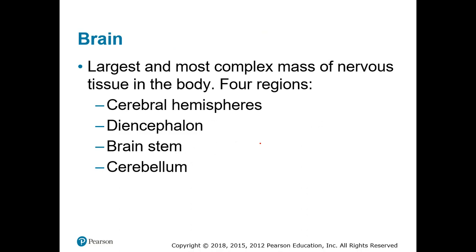One thing to know about the brain is it consists of 4 regions: the cerebral hemispheres, the diencephalon, the brainstem, and the cerebellum. The cerebral hemispheres is what we're going to focus on today, and sometimes this is abbreviated cerebrum.